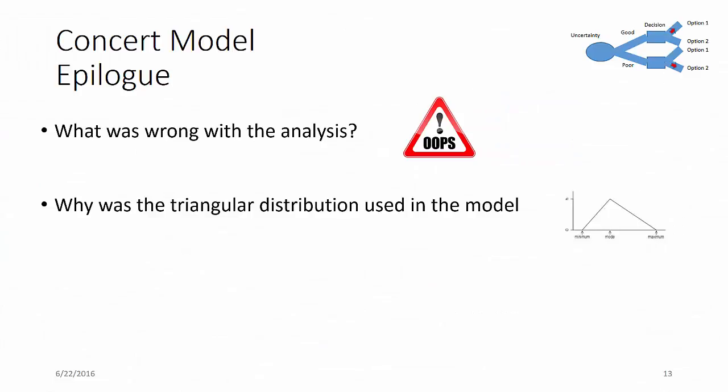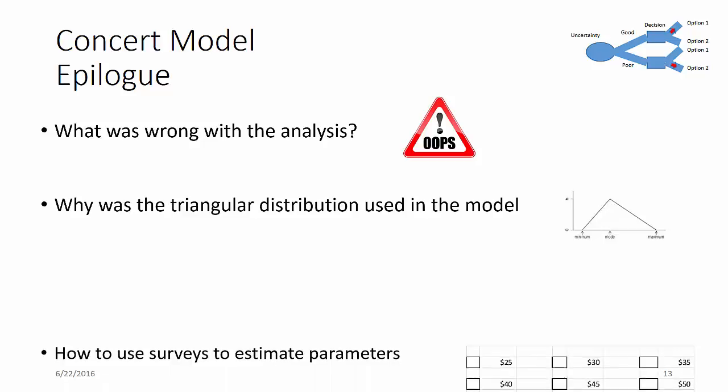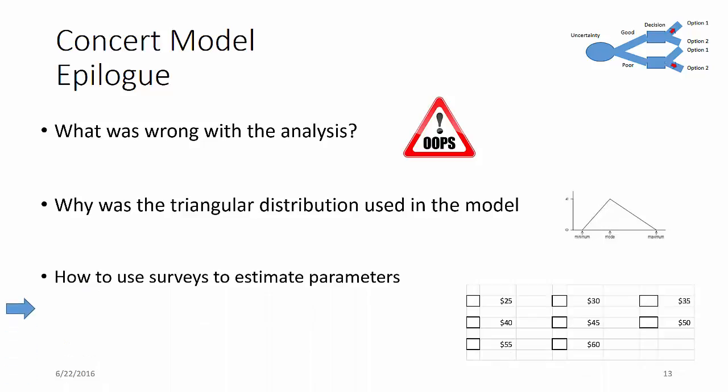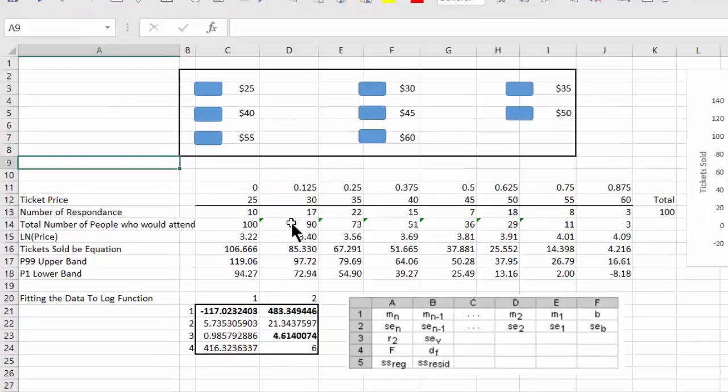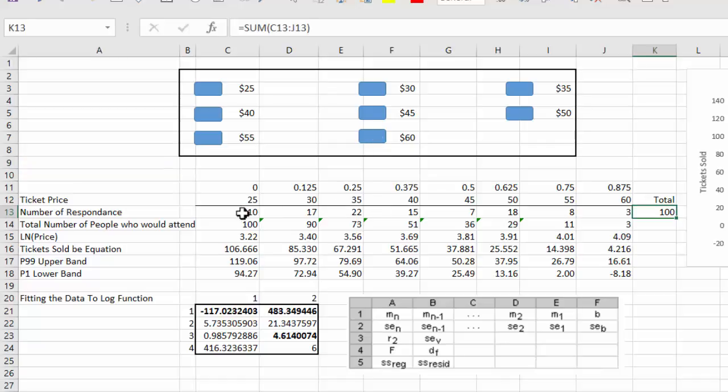We have talked about what was wrong with the analysis and why the triangular distribution was used. Let's go on to our third topic of how to use surveys to estimate parameters. In this model, I've assumed that we've designed a survey that we can give to a number of people, and it would ask them to identify the highest price they'd be willing to pay for this concert ticket. And we've given them a range of $25, $30, $35, and so on, up to $60 per ticket. And let's assume the survey was given to 100 people, and they came back with these many responses.